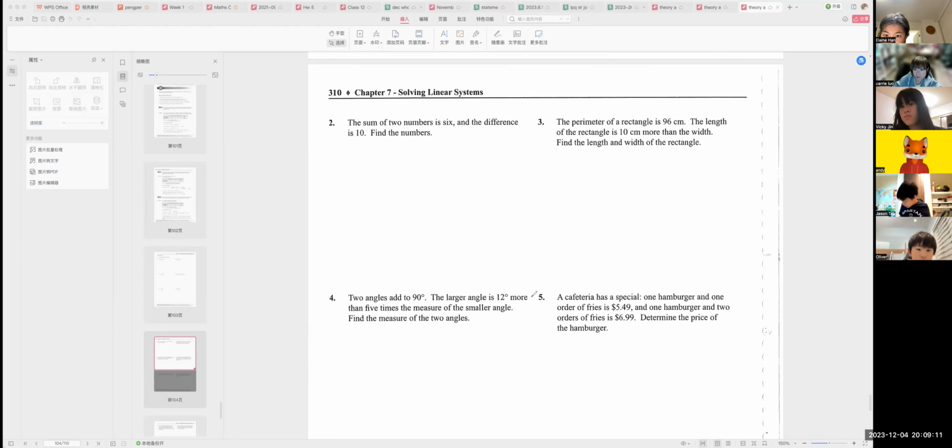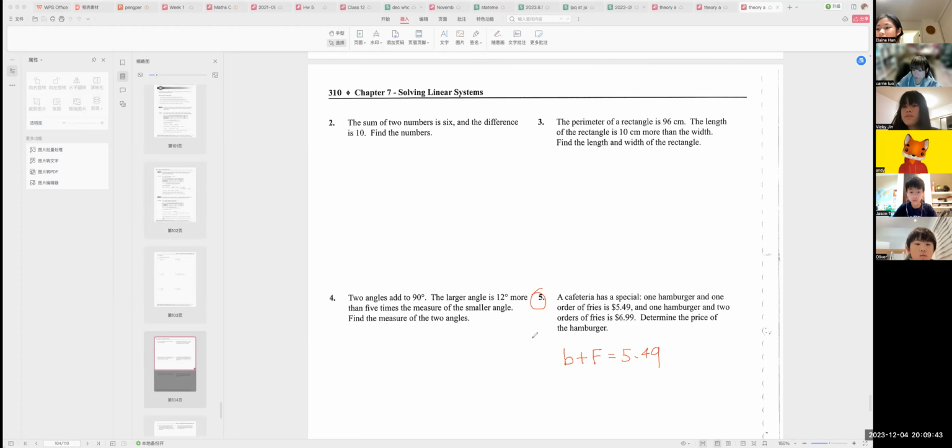Okay, number 5. Vicky. So hamburger and 1 fries is 5.49, and hamburger and 2 fries is 6.99. So 1 fries is 1.5 and 1 hamburger is 3.99. So, but you need to give me the equation. What's the equation? B plus F equals 5.49.